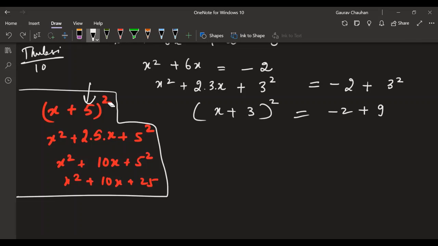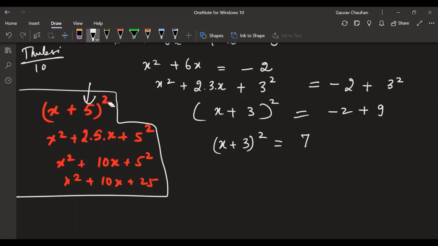So what is happening? Because of this action of adding 3 square, my left side has become a complete, proper square, x plus 3 whole square. Which means x plus 3 whole square is equal to 7. Can I say that?